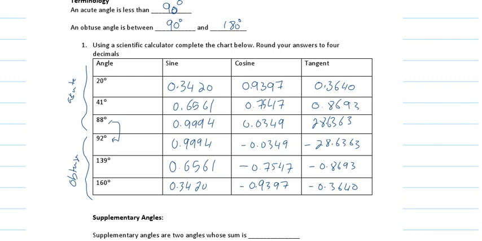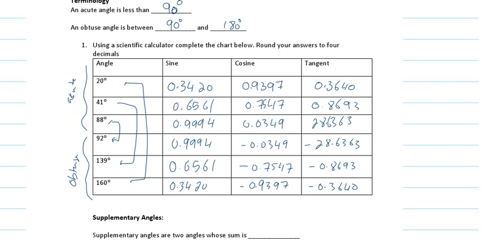You see that 41 and 139 add up to 180, right? We also call them supplementary angles. 20 and 160 are also supplementary angles because they add up to 180. So when I do the sine of 20 and the sine of 160, they're going to give me the same answer because they're supplementary angles. The difference is that 20 degrees is an acute angle and 160 is an obtuse angle.